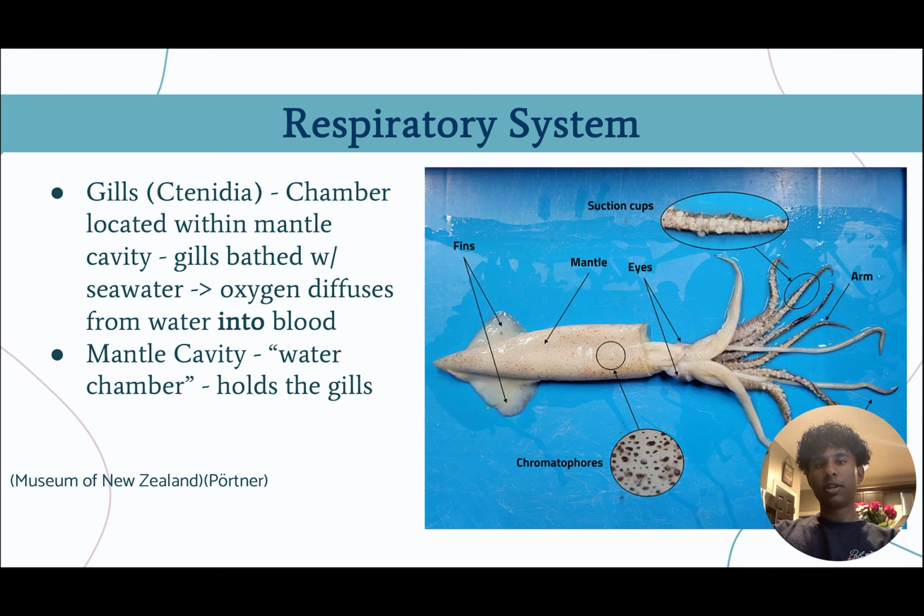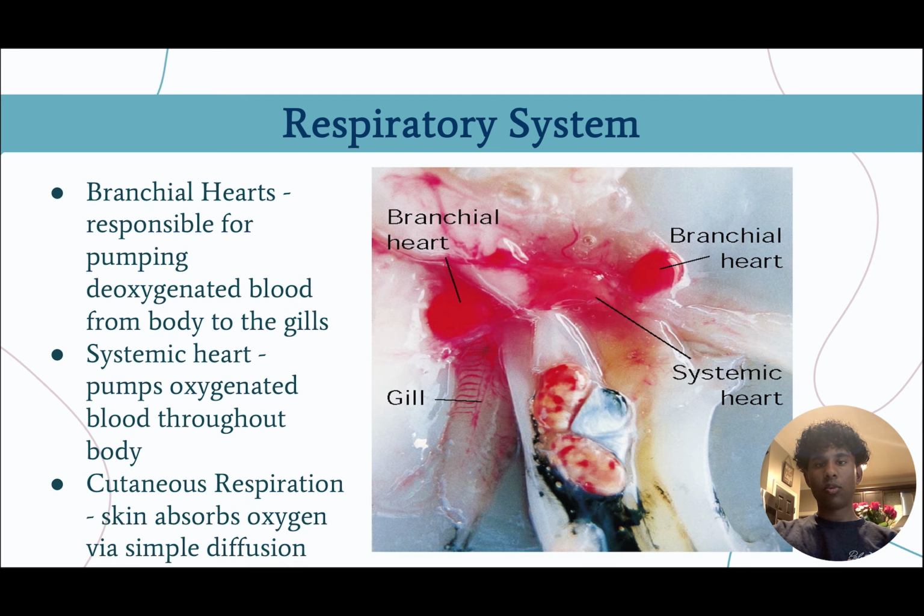Regarding the respiratory system, the gills, or the ctenidia, are located within the mantle cavity. The gills are bathed with seawater, and then the oxygen will diffuse from the water into the blood, and the mantle cavity, or the water chamber, will hold the gills. The branchial hearts are responsible for pumping deoxygenated blood from the body to the gills, and the systemic heart will pump this oxygenated blood throughout the body.